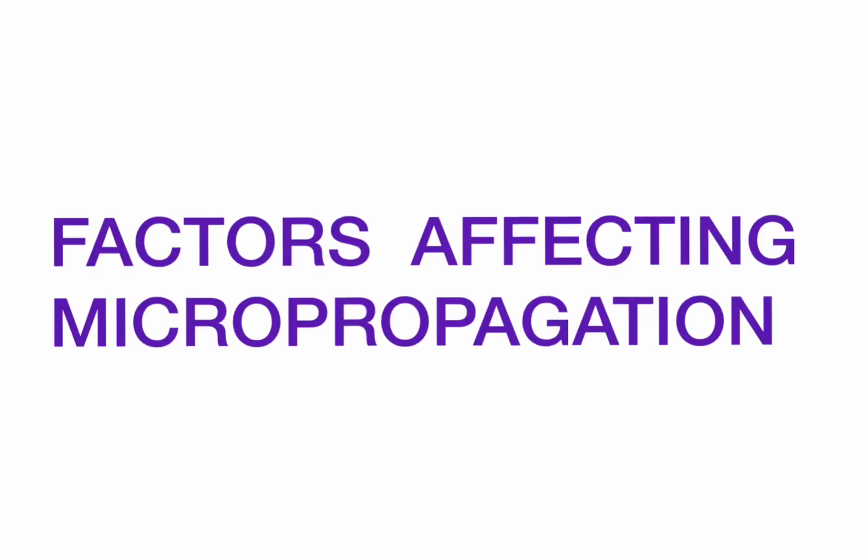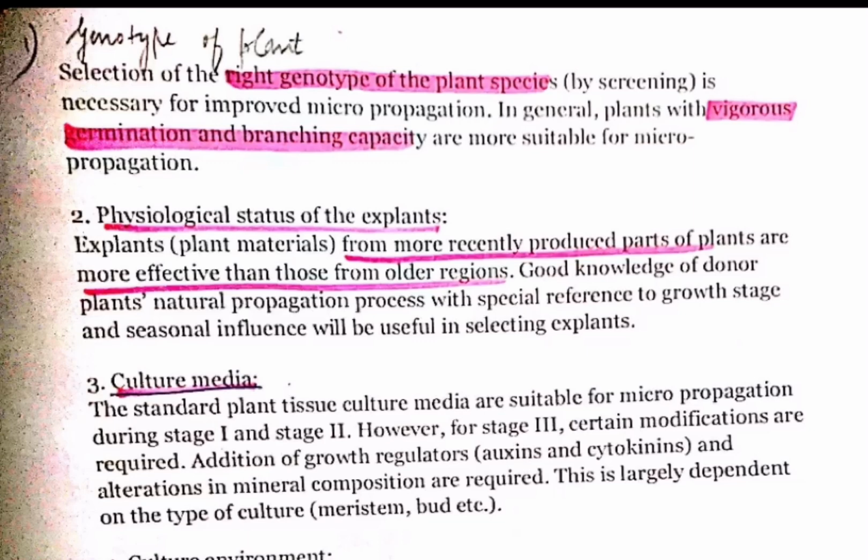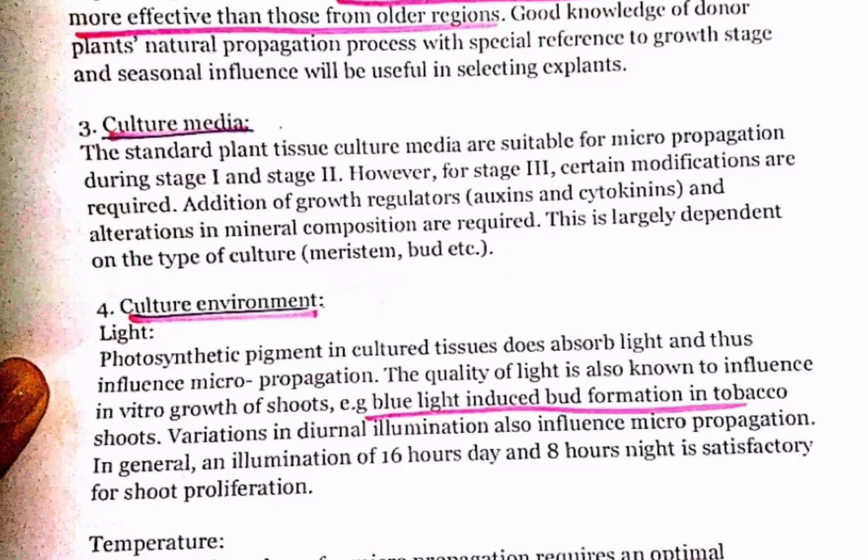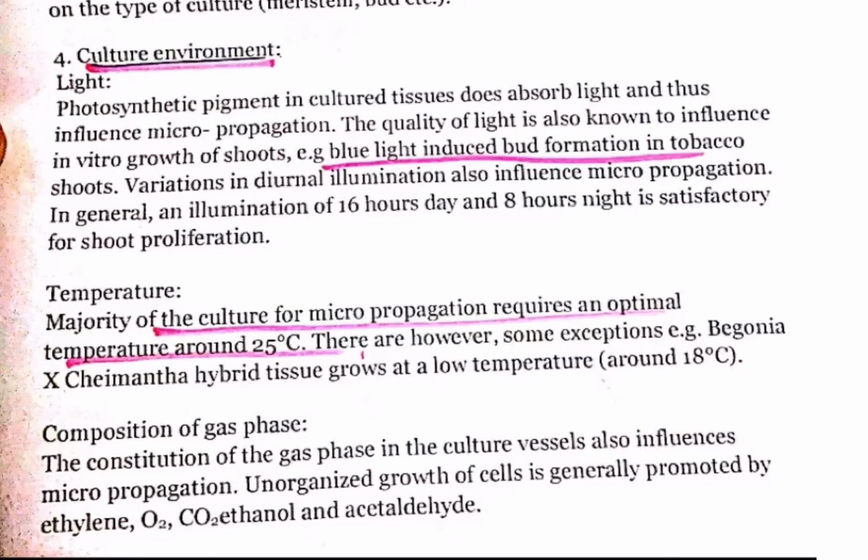Now we will look at the factors that affect micropropagation. There are several factors, like the genotype of the plant. The right genotype is necessary for improved micropropagation. Physiological status of the explants, the culture media, and the culture environment, which includes the light, temperature, and the composition of gas phase. It is very important to mention applications, advantages, disadvantages, and the factors.